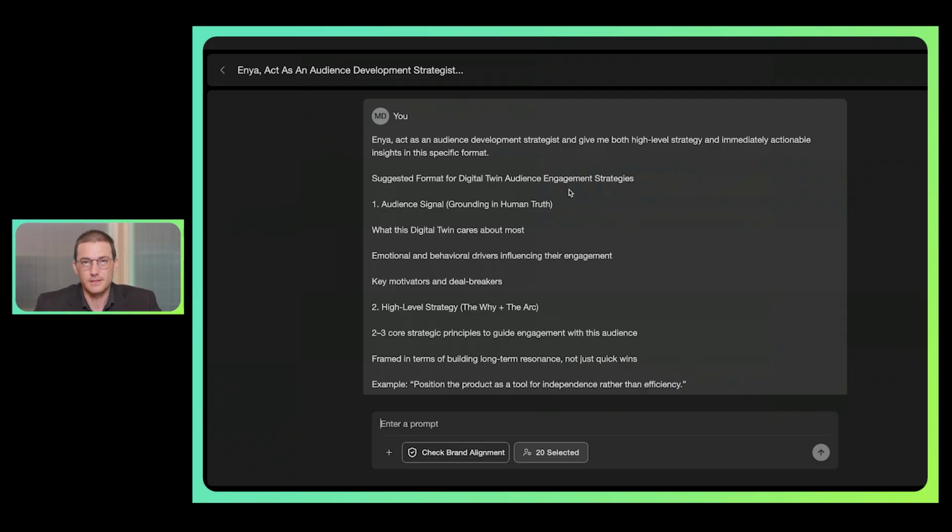Inside Soulmates, everything now lives within our unified interface powered by our latest agentic model. So I can talk directly to our agent, Enya, and conduct deep consumer research at any time. I began with a pre-prompt letting Enya know that I'm an audience development strategist seeking high-level strategy in a specific format, as outlined here on my screen. This gives Enya some direction as we begin prompting. Now let's begin to understand this specific audience. Enya, ask the group, what kind of ideas tend to spark curiosity in you, but also follow through?